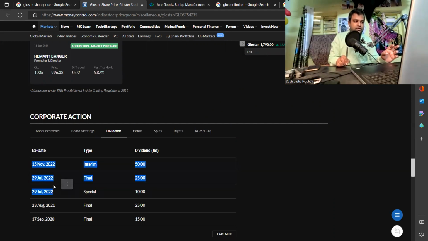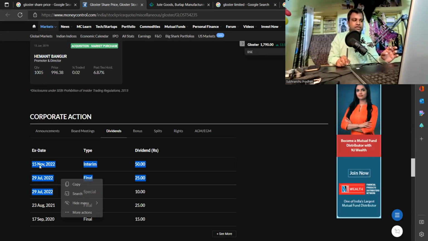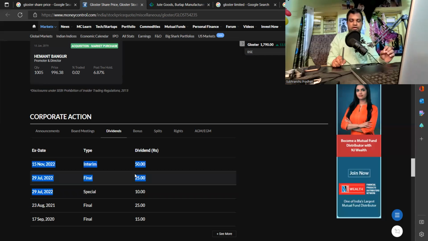On July 29th, two times you can say, July 29th and November 15th. On July 29th, it paid 25 plus 10, 35. Now on November 15th, the ex-date was there and it paid 50 rupees. So 50 plus 35, 85 rupees it has paid in 1 year, and the price has also doubled in 1 year. So it's a very interesting thing that happened in this company in the last year, right?